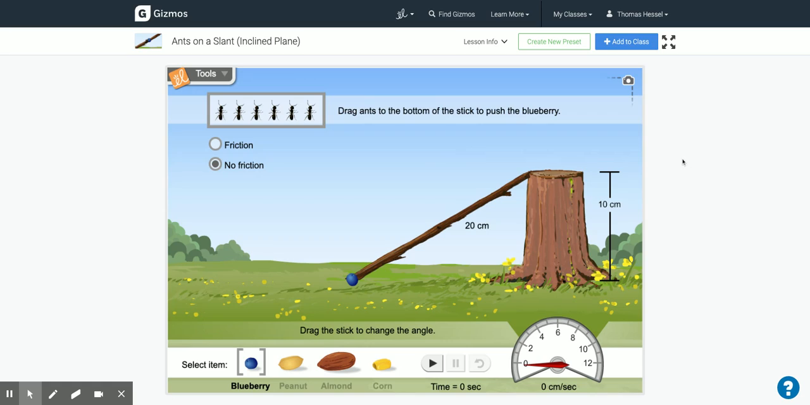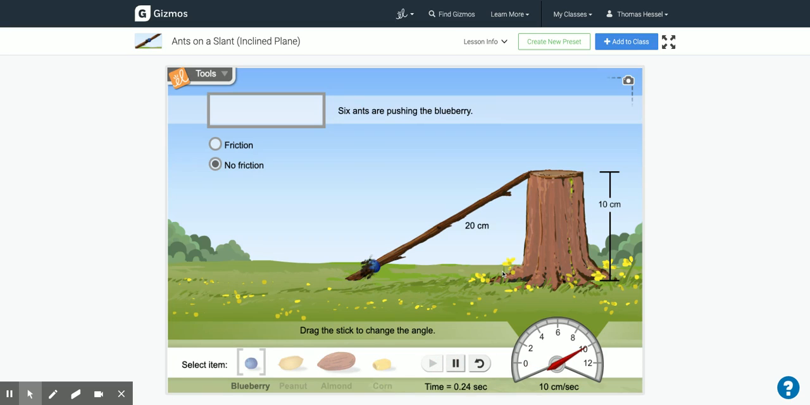All right. So this one's a little bit interesting. There are physics aspects to it. It doesn't seem like it. It seems kind of goofy, actually. You have a number of ants that you can add. Drag ants to the bottom of the stick to push the blueberry, and then you can add the number of ants. And I think 6 ants should be able to handle 1 blueberry, especially if there's no friction.